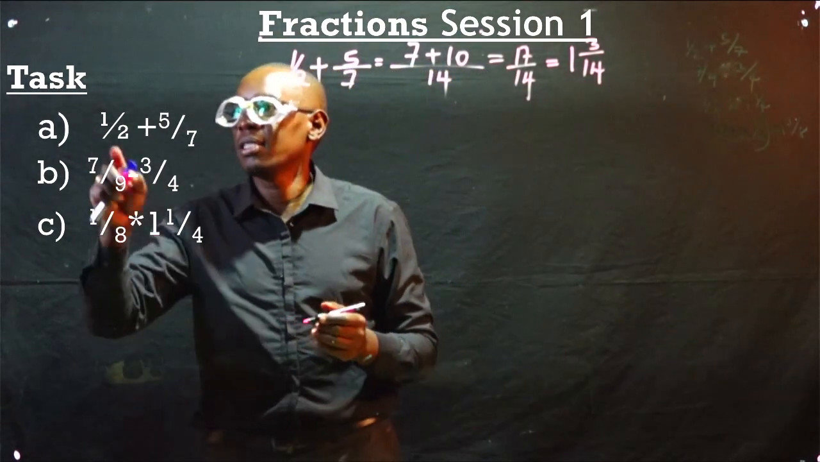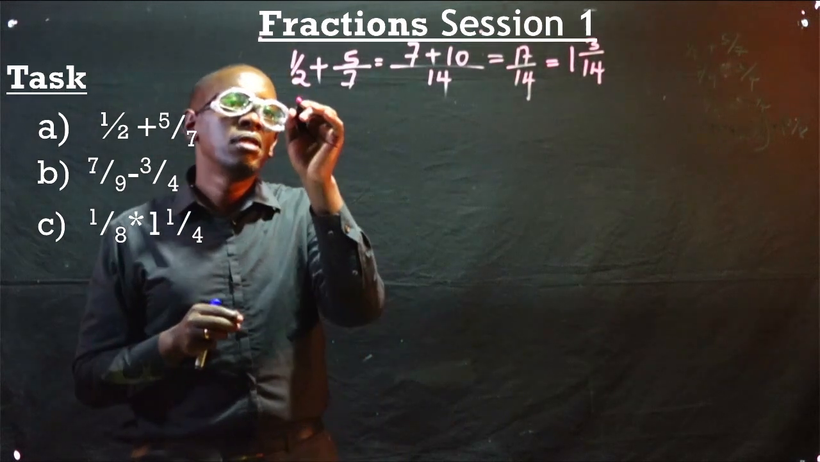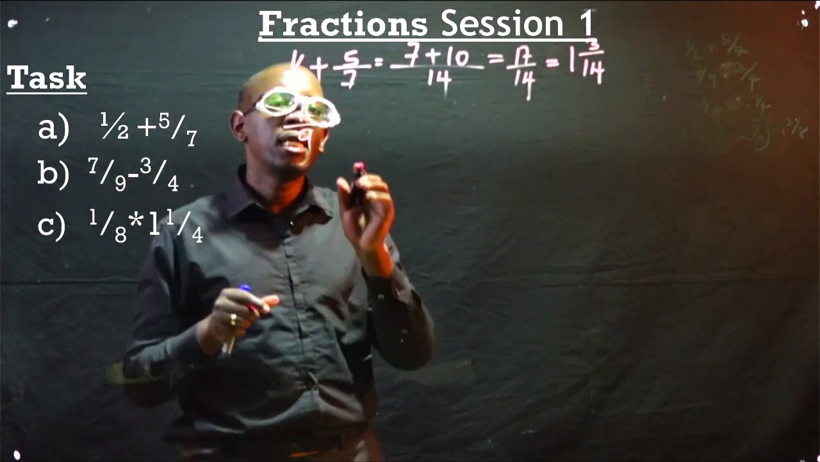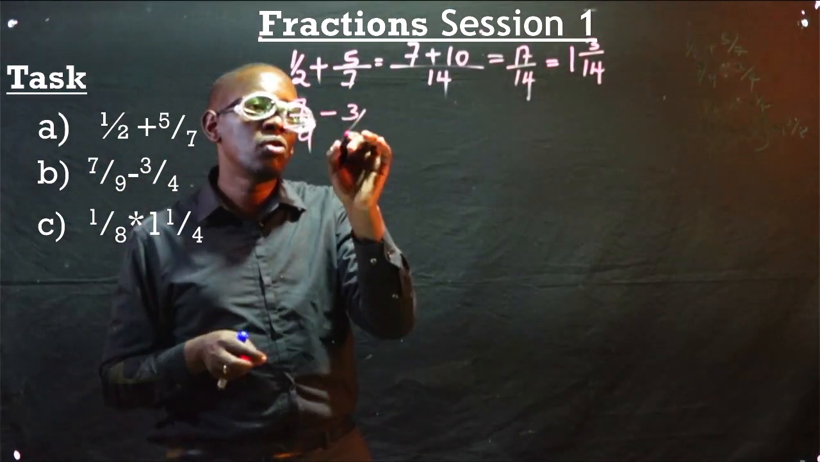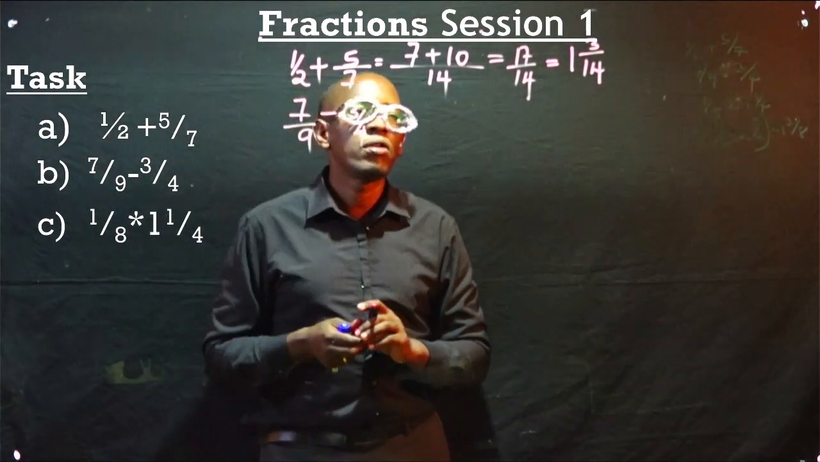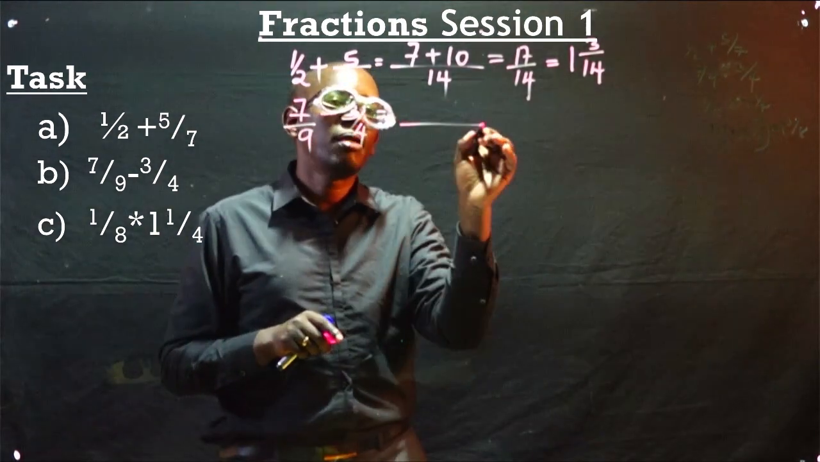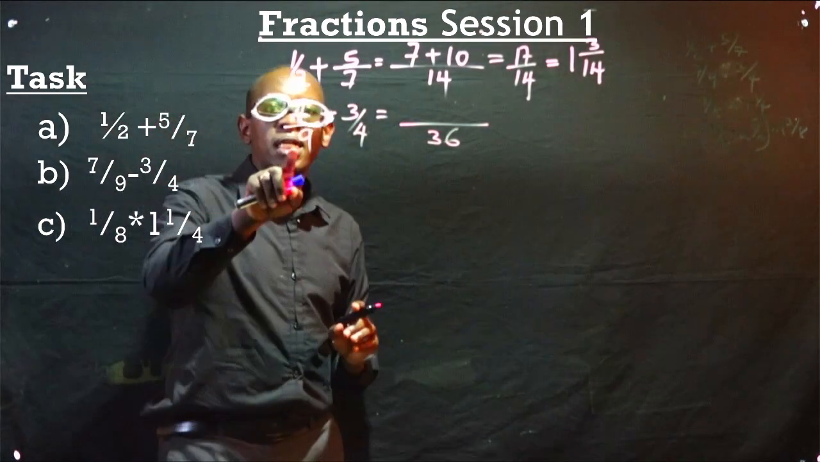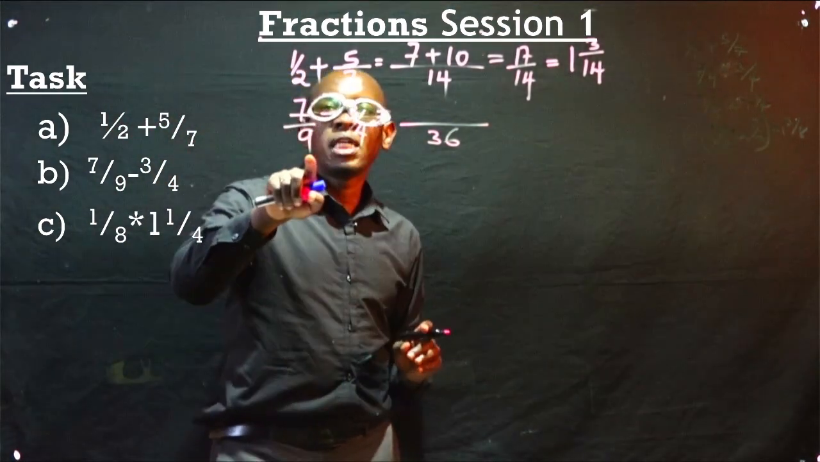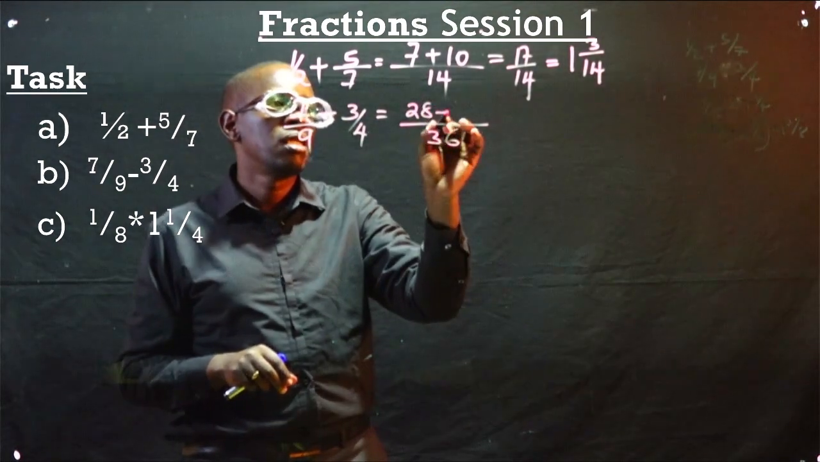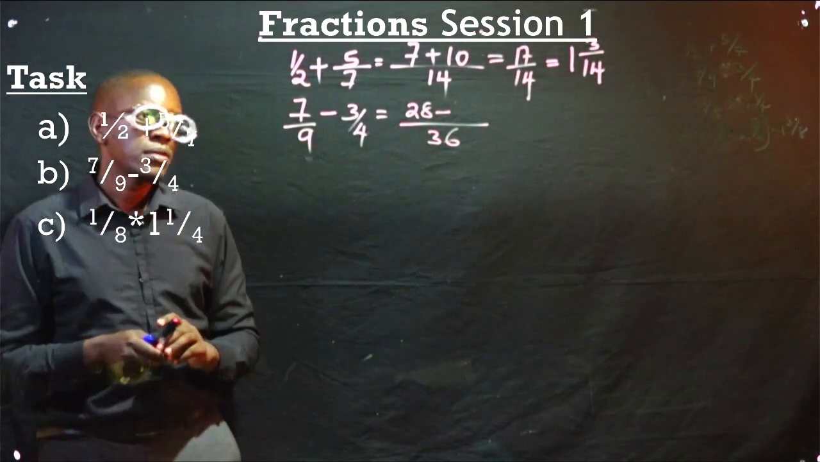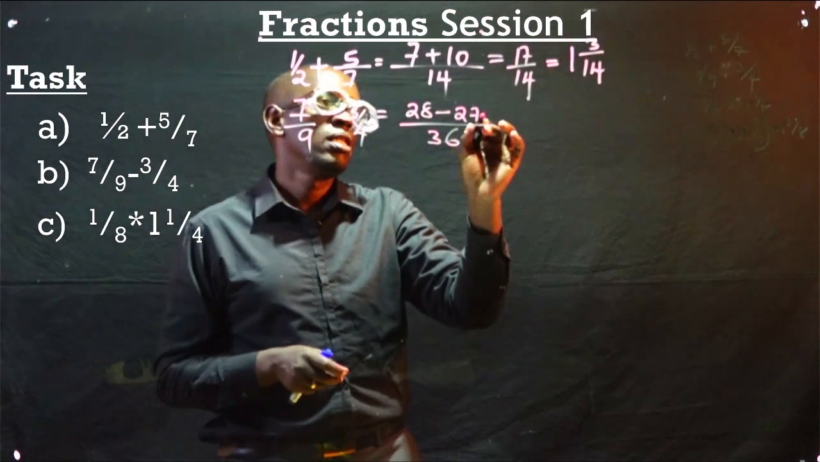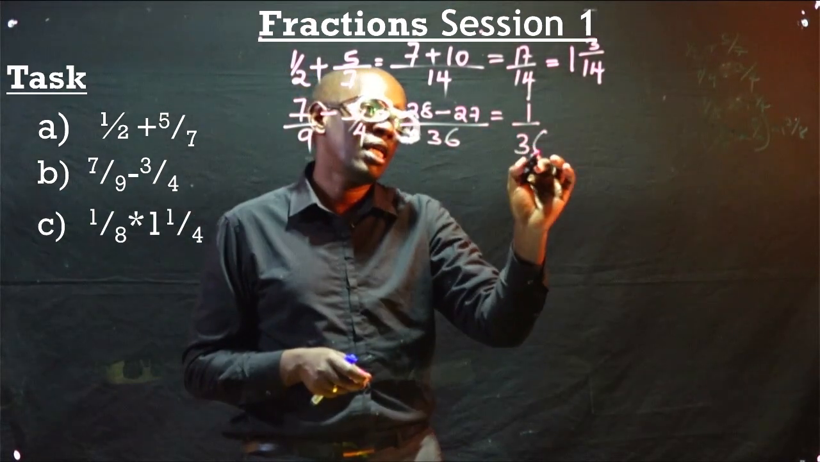Okay. So the second one is 7 over 9. This time we are subtracting 3 over 4. What do they have in common? They have nothing in common. So the LCM is what? 36. So 36 divided by 9 is 4. 4 times 7 is 28. 36 divided by 4 is 9. 9 times 3 is 27. So the answer becomes 1 over 36.